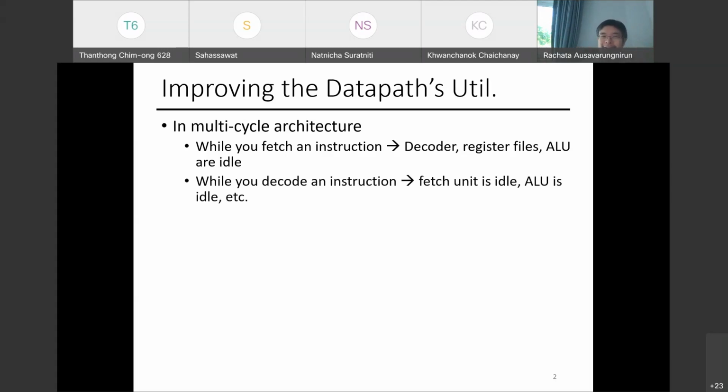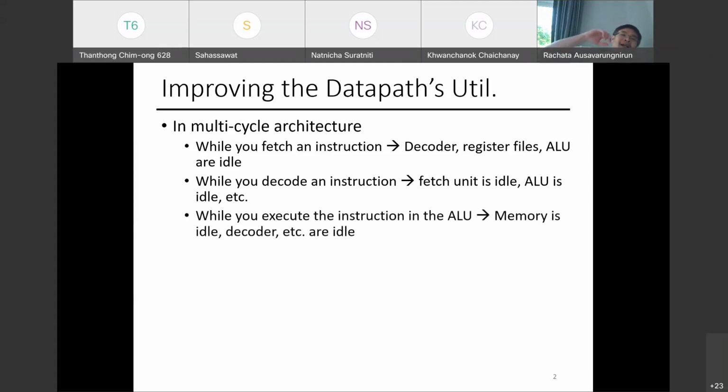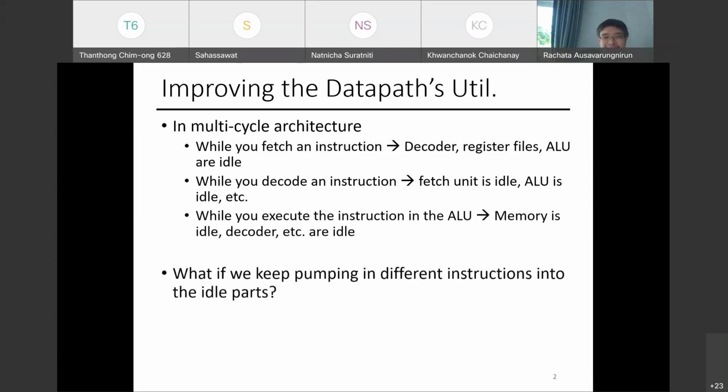While you're decoding the instruction, we are not fetching anything. I'm just trying to figure out, okay, the instruction we just fetched, what is this instruction? The ALU is not doing anything. Basically, the decoder is trying to tell what this instruction is and what I am supposed to do. Where's the operand? Do I need to get it from a register file? While I execute the instruction in the ALU, I'm not doing anything to the main memory. The decoder is also not doing anything. The fetch unit is not doing anything, and so on and so forth. So what if we can keep pumping different instructions into these idle parts?